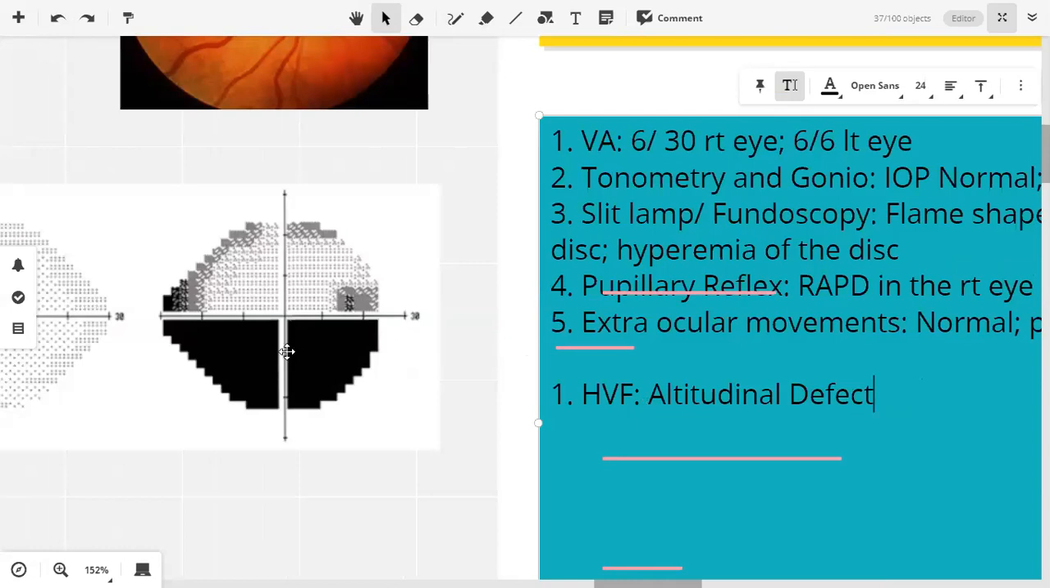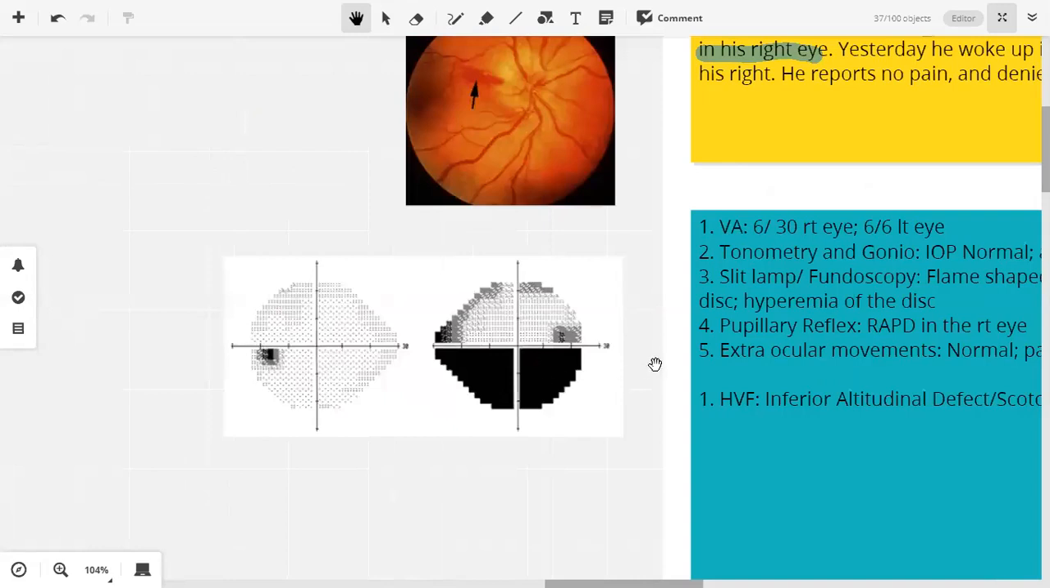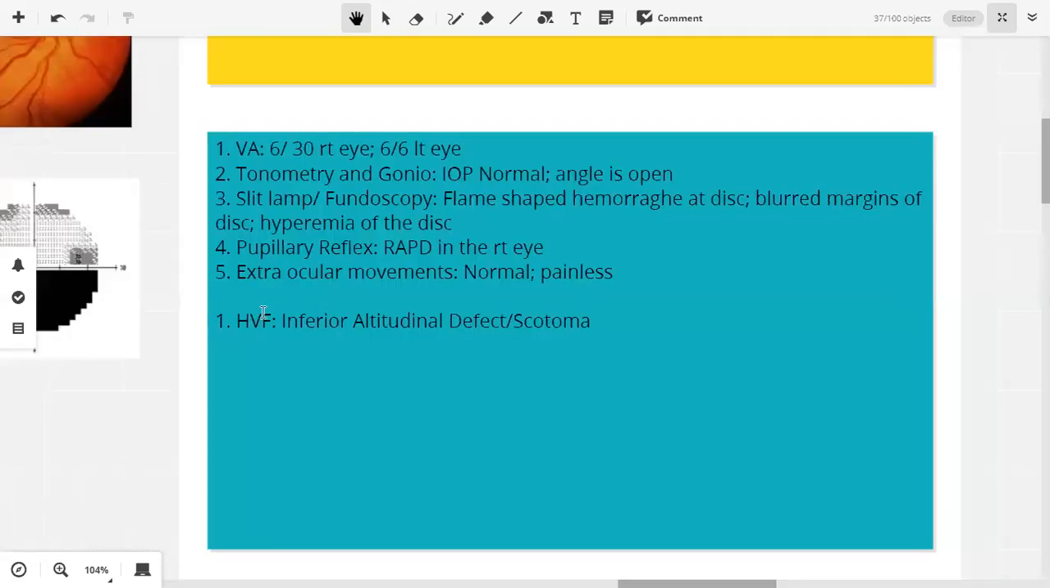And since the scotoma is present inferiorly, this is an inferior altitudinal defect or altitudinal scotoma. So what you're seeing at the right side is an inferior altitudinal scotoma. On Humphrey's visual field, this is what you find. Is there any other investigation which you would like to perform?